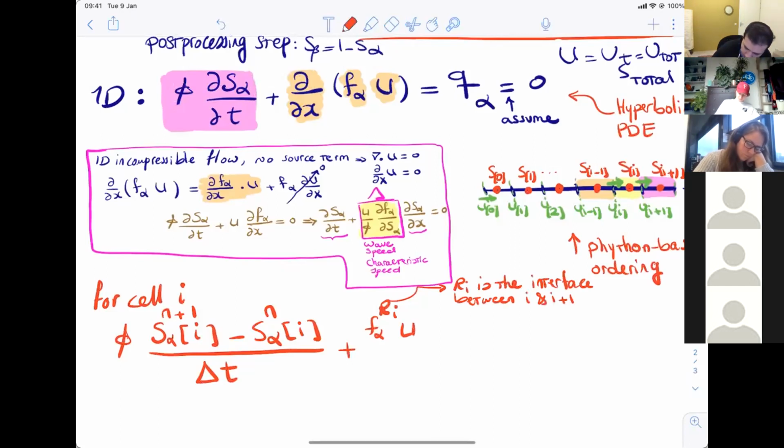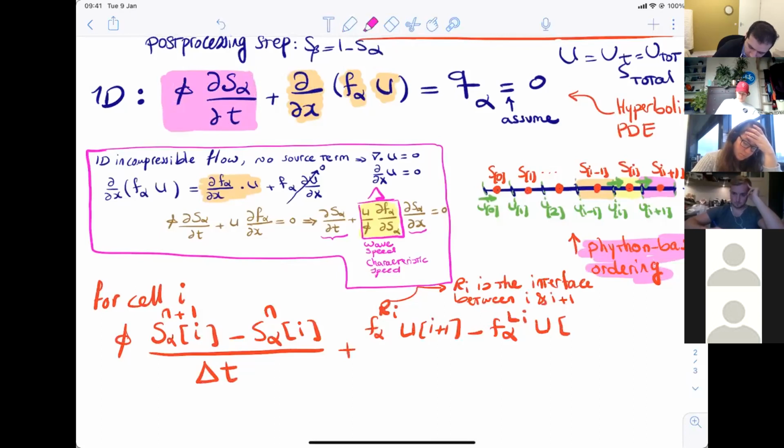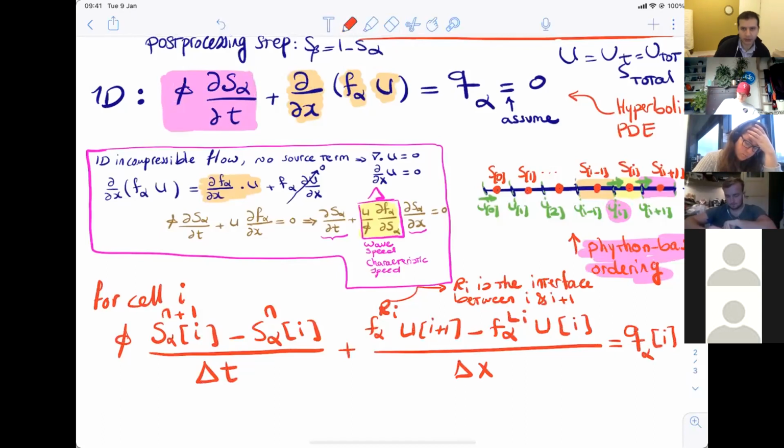What is U at the right interface with my Python ordering? U I plus 1, fantastic. That is U I plus 1 based on my Python ordering. Minus F alpha at left neighbor of I times U at the left neighbor of cell I, which is U I, divided by delta x. That becomes 0 or it becomes q I. If you have a source term, you would write the source term for phase alpha at cell I. If you don't have a source term, you would write 0.